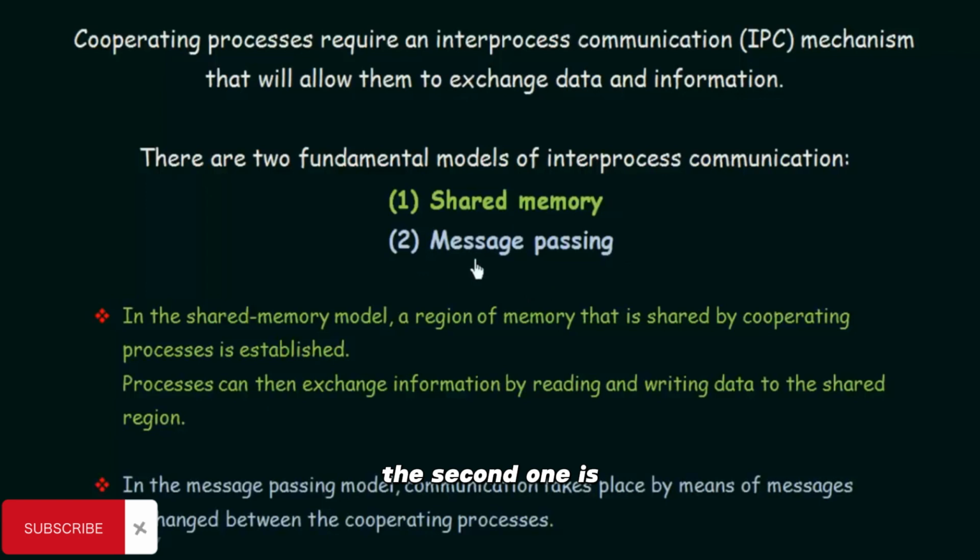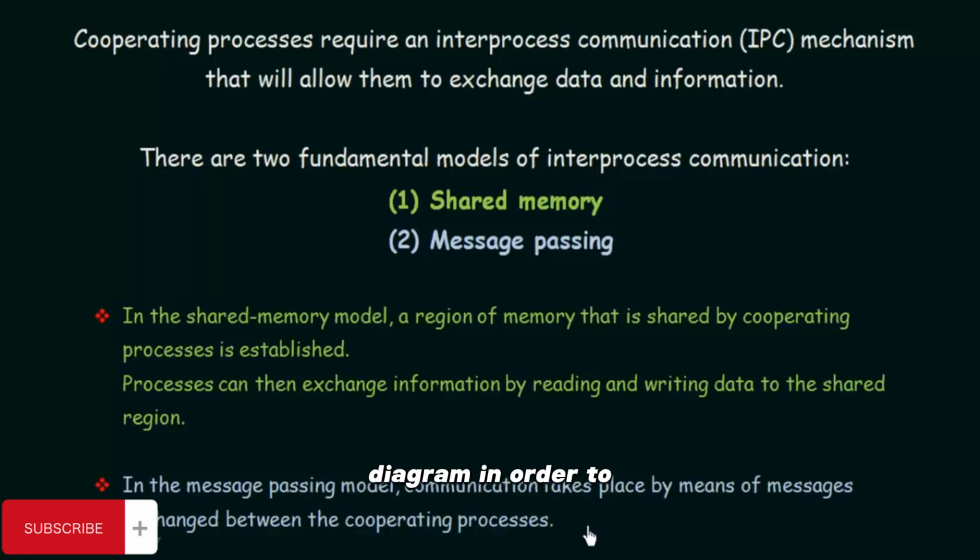And then the second one is message passing. In the message passing model, communication takes place by means of messages exchanged between the cooperating processes. So there are messages which will help them in communicating with each other. These messages are exchanged between processes, and that is how the communication takes place in the message passing model. So these are the two fundamental models of process communication.